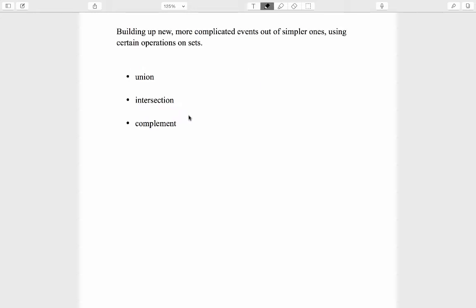The next thing we need to understand is how to build up new, more complicated events out of simpler ones using certain operations on sets. These operations will be union, intersection, and complement. To put it briefly, union will roughly translate the word or, intersection will roughly translate the word and, and complement will roughly translate the word not. But we will need to be careful about how we use these operations to make sure that we are correctly translating the English description of an event into the correct set notation.